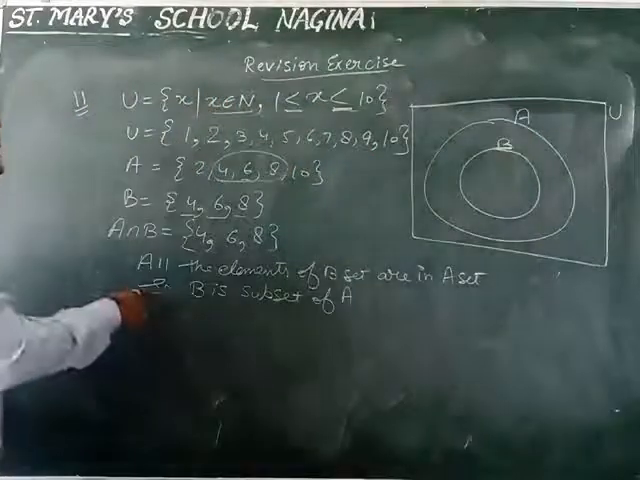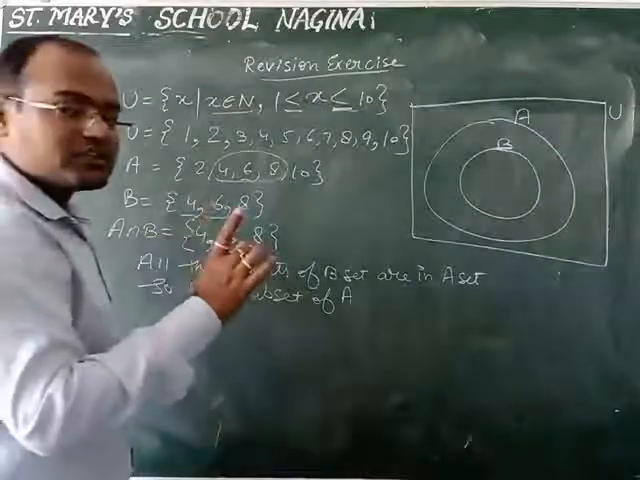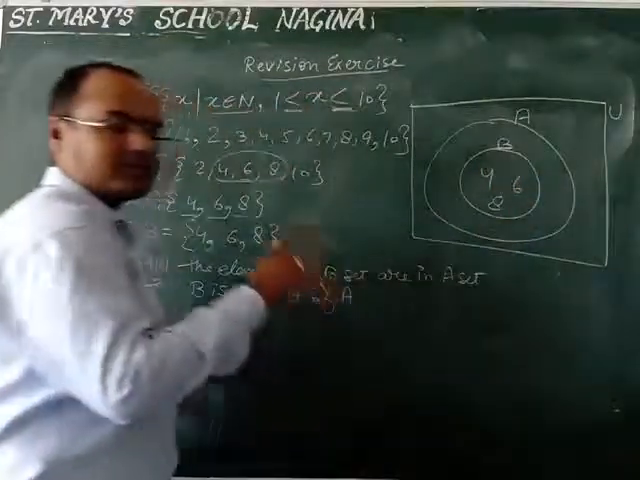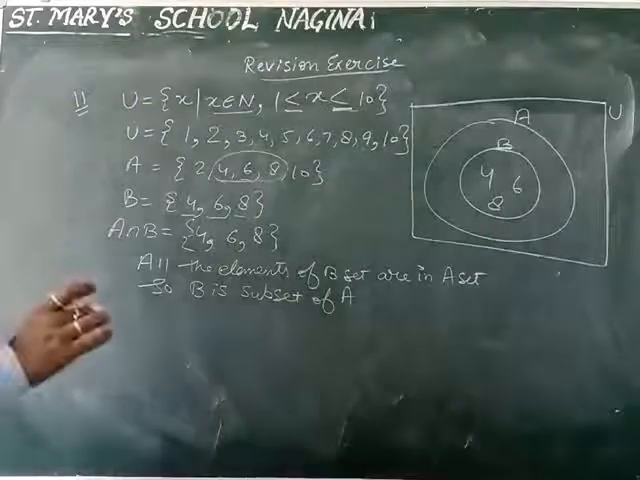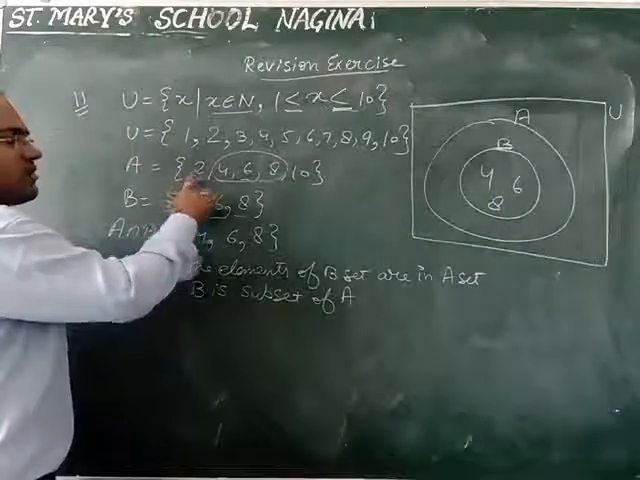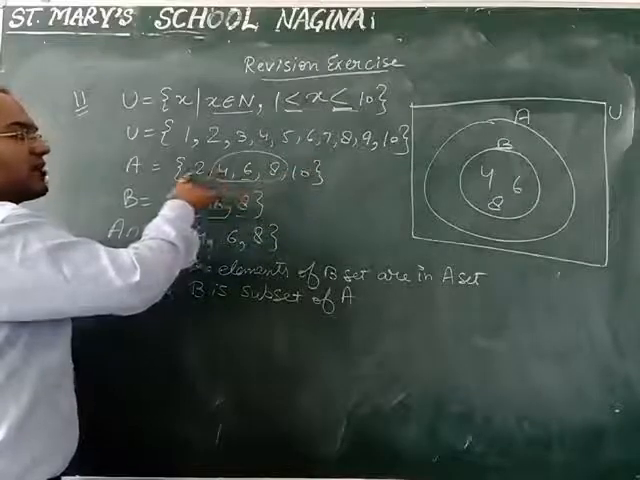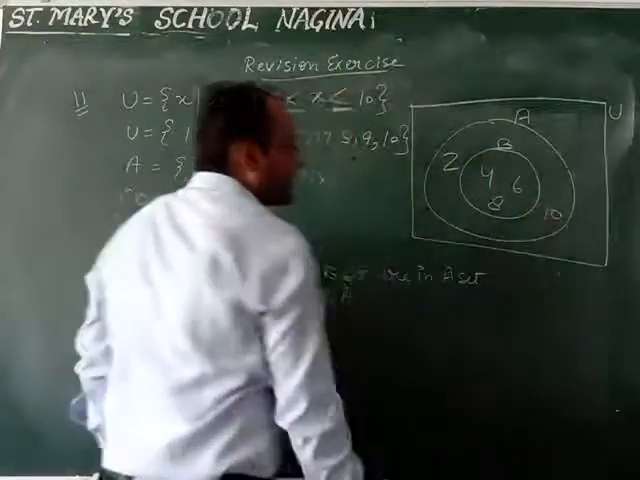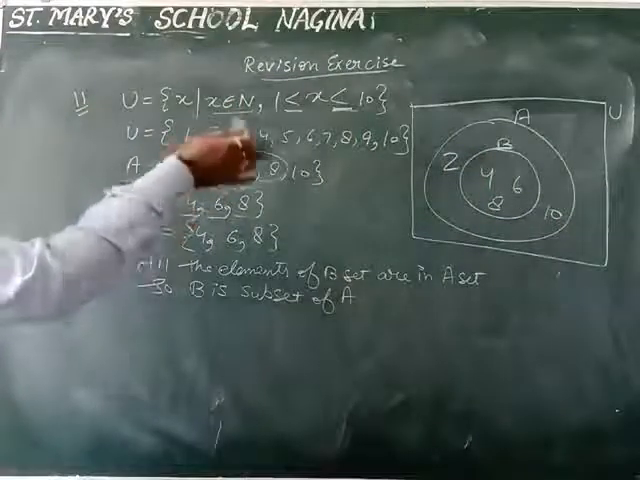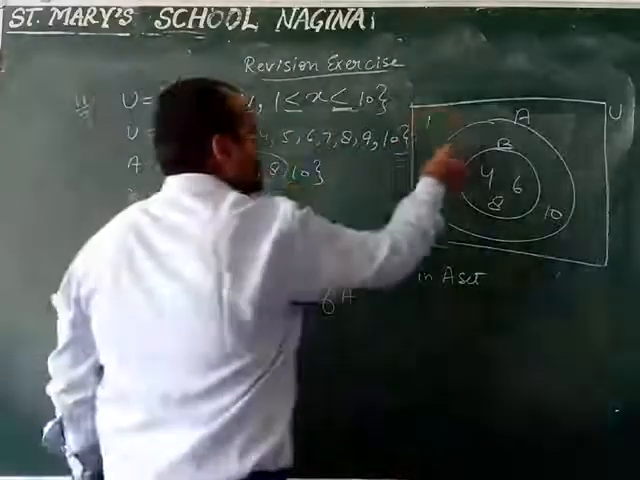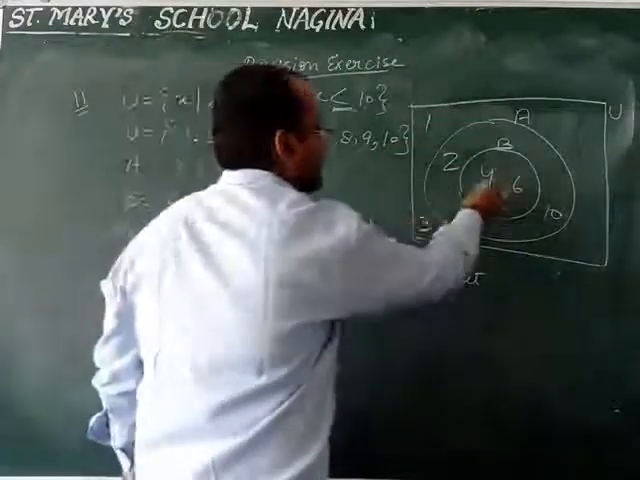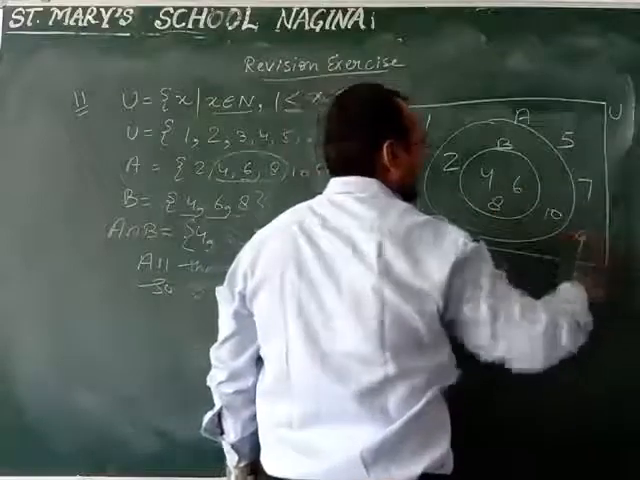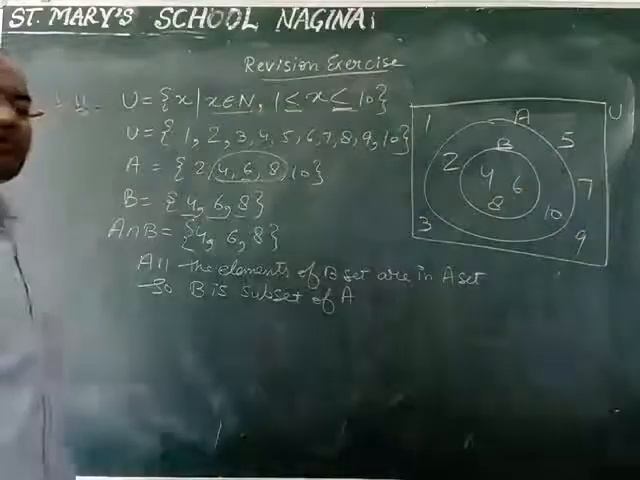Now we have to fill intersection part. What is intersection? 4, 6, 8. Intersection part we have to fill in the middle, center. 4, 6, 8. So first step is we will fill intersection. After filling the intersection part, we will fill the elements of A. 4, 6, 8 we had already written. What are the remaining elements? 2 and 10. So in this circle A we will fill 2 and 10. Now universal remaining elements we will write outside the circle. 1 is remaining, 2 is over, 3 is remaining, 4 over, 5 is remaining, 6 over, 7 remaining, 8 over, 9 remaining. So this is the Venn diagram for question number 11.